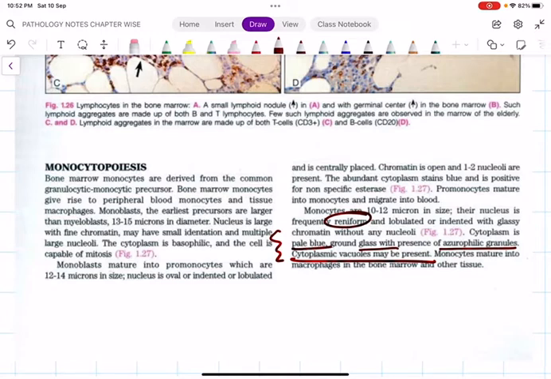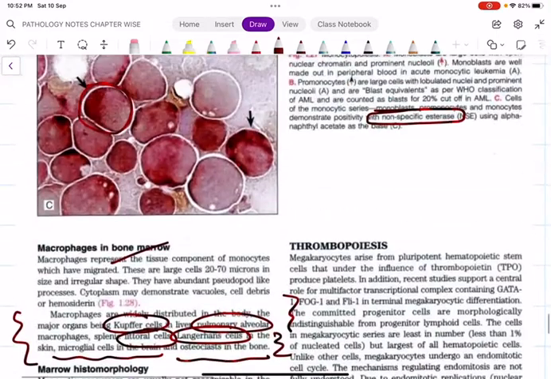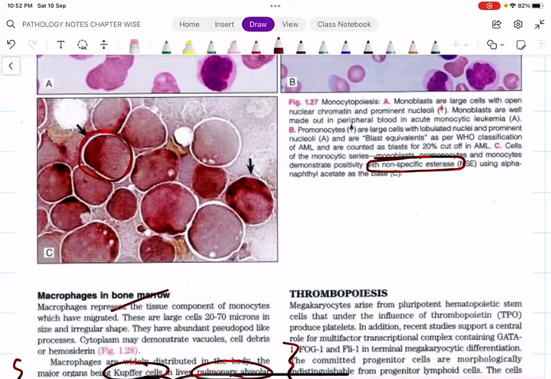Just remember what they stain positive for: non-specific esterase. The cytoplasm is blue in color, that is basophilic, and it is positive for non-specific esterase. So this is the non-specific esterase staining. Just remember this point.